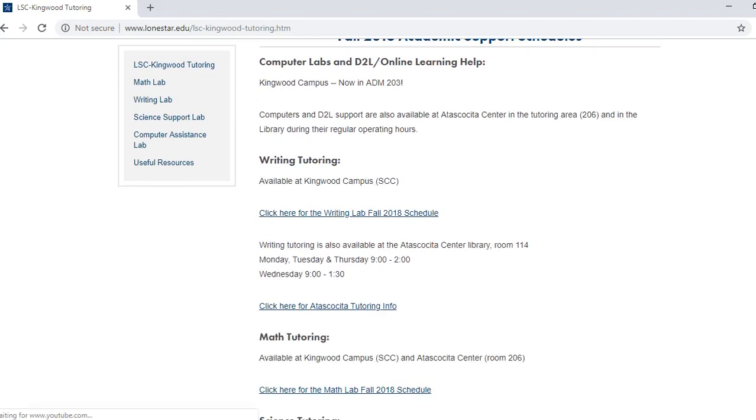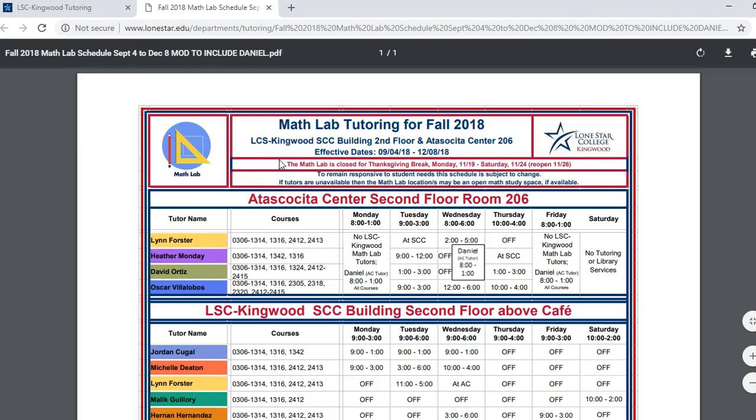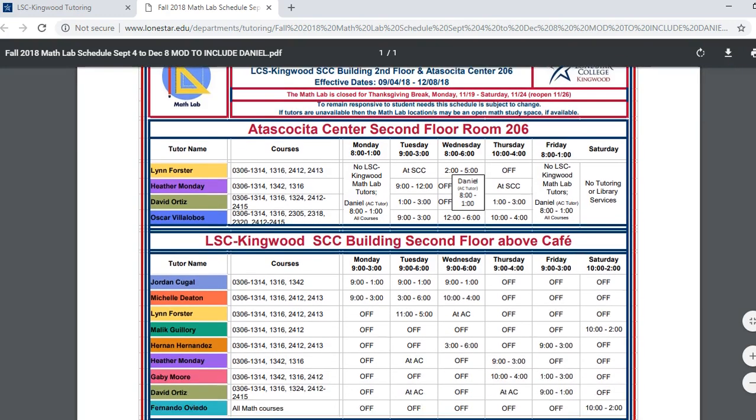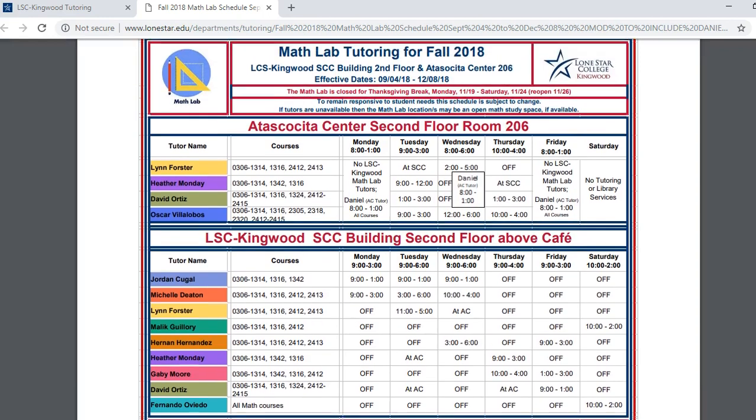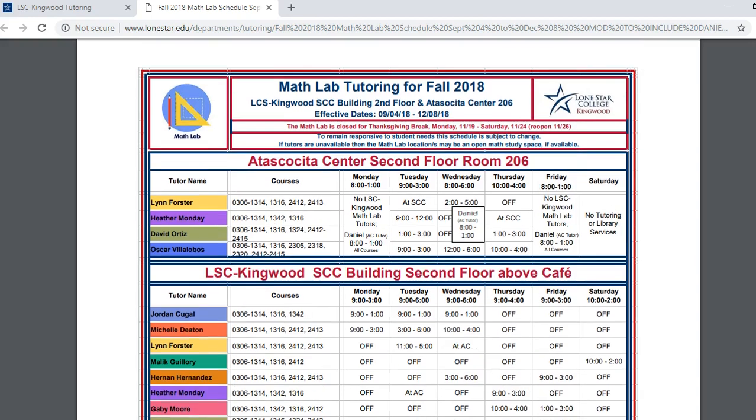It's more than just tutoring. And so you see writing and math, click here for the math. And then you see this whole schedule for the fall. Now I've uploaded to our document sharing in my math lab the tutoring schedule for finals week. It's different than these two. So this week and next week, this is what you have.